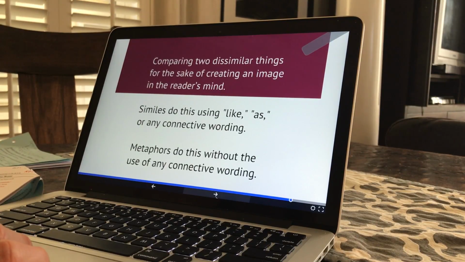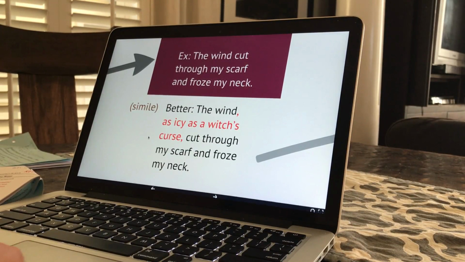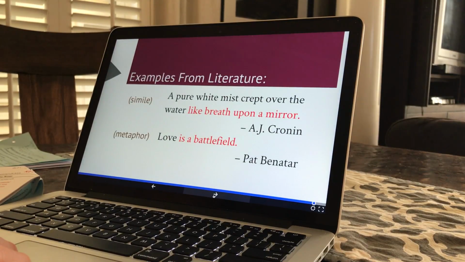So you're comparing two dissimilar things for the sake of creating an image in the reader's mind. Similes do this using like or as, or any connective wording. Metaphors do this without the like or as. All right? The wind cut through my scarf and froze my neck. Better yet, the wind, as icy as a witch's curse, cut through my scarf and froze my neck. Yep. All right, then from literature, a simile. A pure white mist crept over the water like a breath upon a mirror.